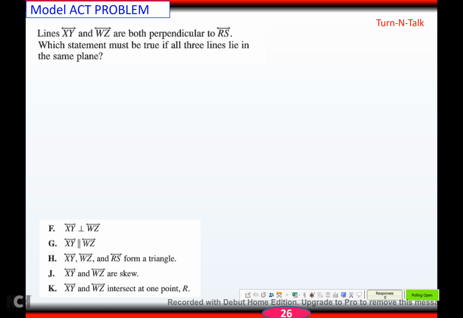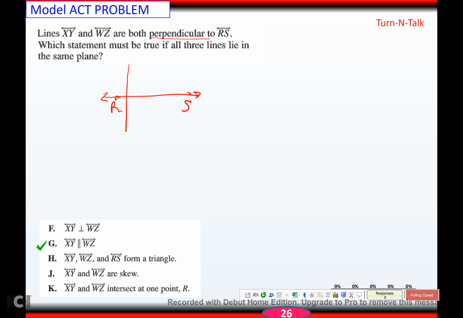Try this one. Hit pause. Come back when you're ready. And it says lines XY and WZ are both perpendicular to RS. Which statement must be true if all three lines lie in the same plane? Well, it says you have one line RS. And it says that XY and WZ are both perpendicular.